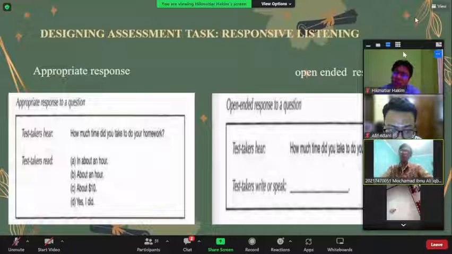Multiple choice can be replaced by a more open-ended framework in which the test taker writes or speaks the response. For example, with open-ended responses to questions, the test taker writes or speaks. For example, how much time did you take to do your homework? And then the test taker writes or speaks the answer. Next slide.